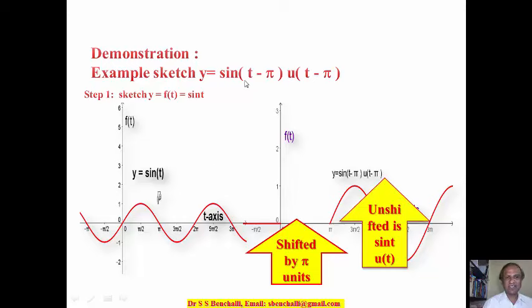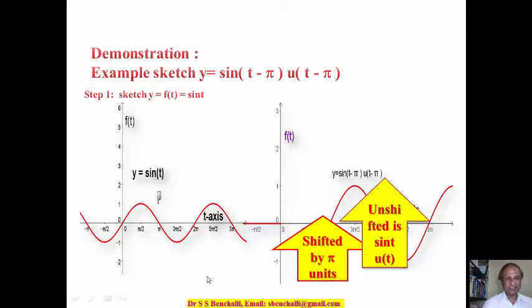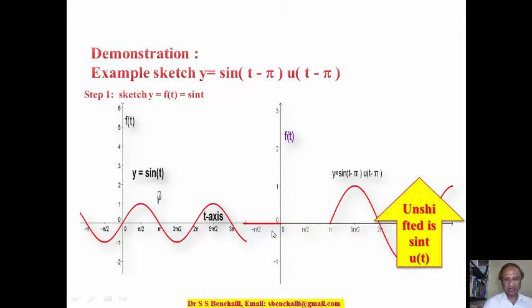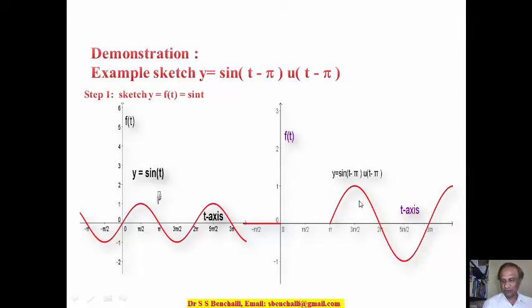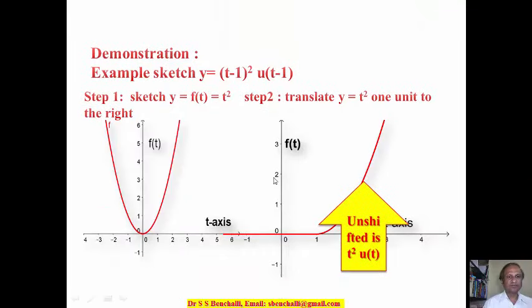Is it clear? Similarly, sine of t minus pi into u of t minus pi, shifted by pi units. Unshifted is sine t into u of t. Is it clear? This is the sine curve and it is shifted by pi. I hope you are observing these two graphs. You will come to know.